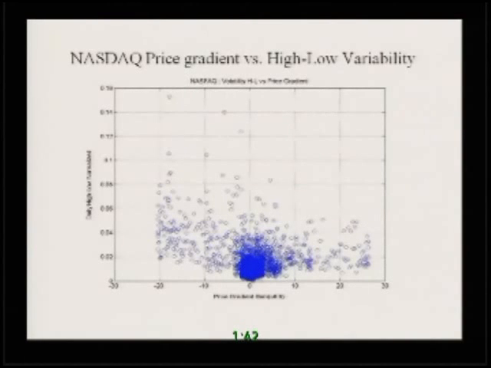Now what you see is the daily high-low normalized, that means in percentage. When the price is increasing, the high-low fluctuation is very low. When the price is decreasing, the fluctuation is very high. This is very asymmetric. And what it indicates, I think, is the psychology of the investor.